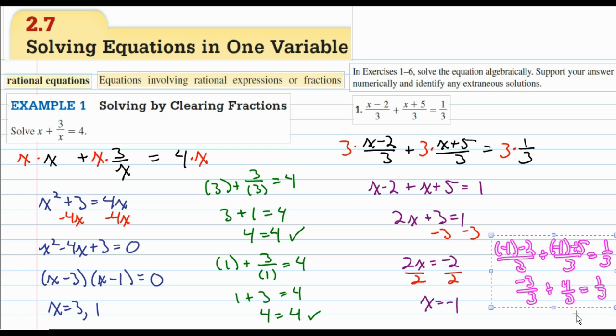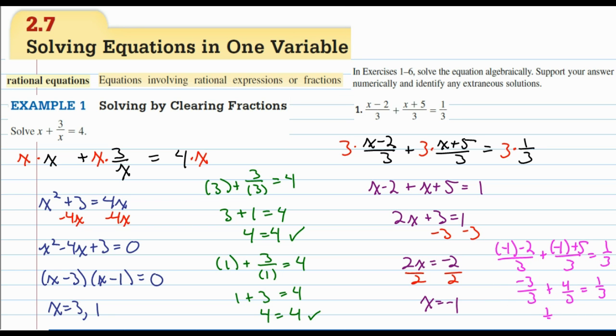So now I've got 1/3 equals 1/3. I've checked it. I'm right. Negative 1 does make the left side equal to the right side. It equals 1/3, but that doesn't matter. It just matters that the left side does in fact equal the right side.